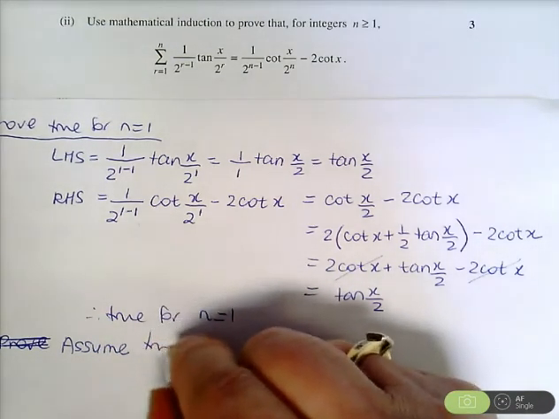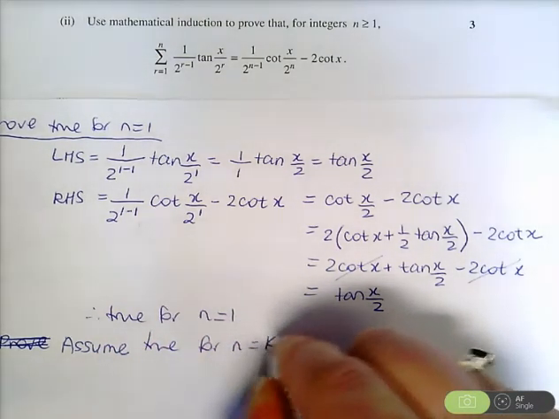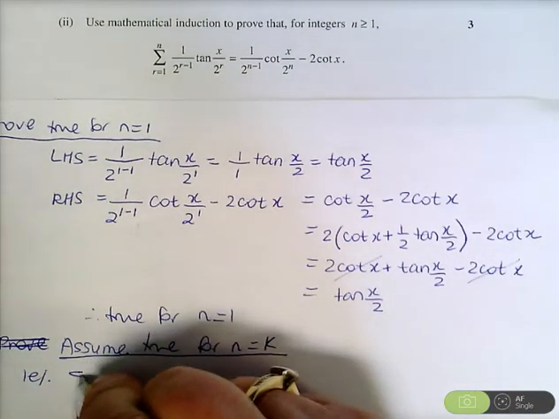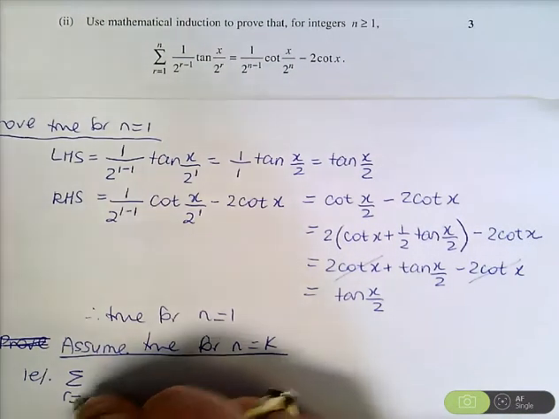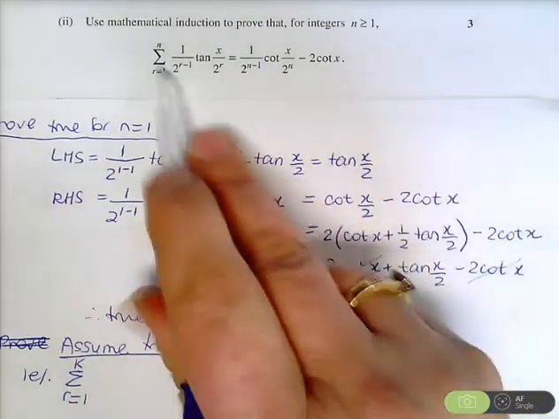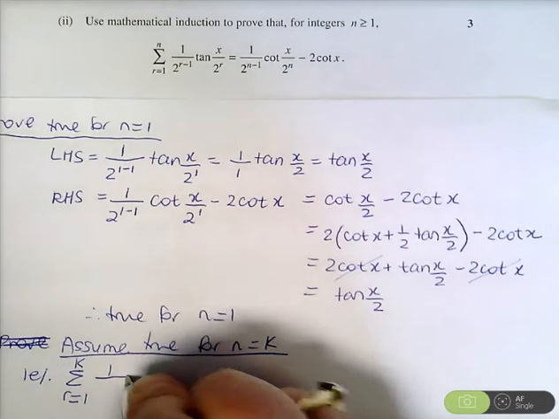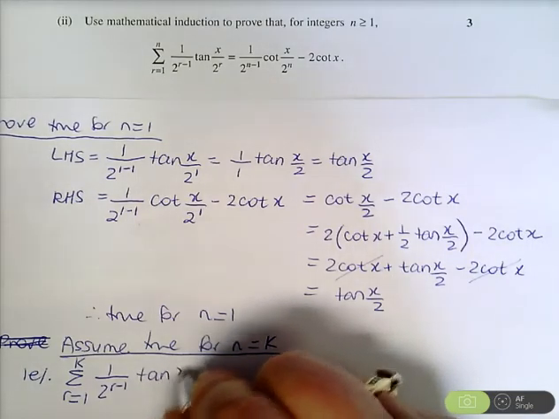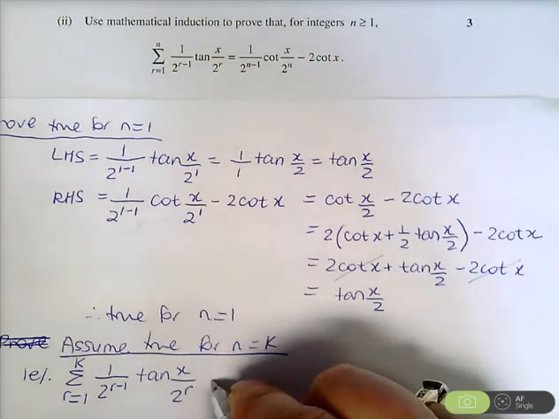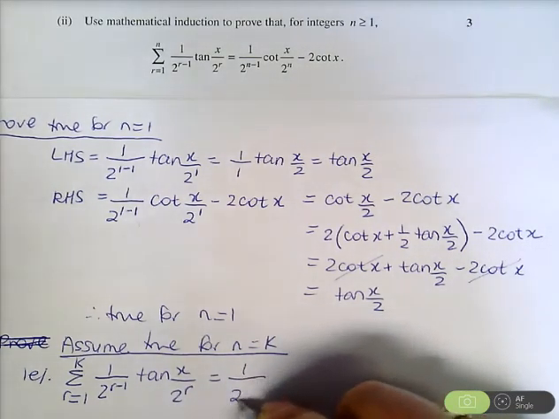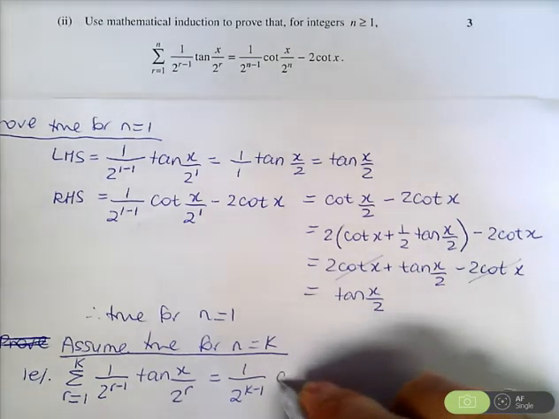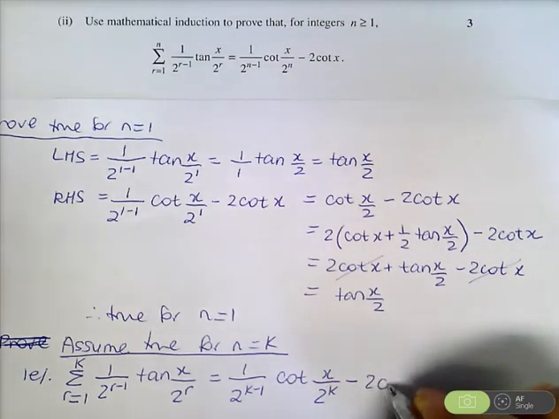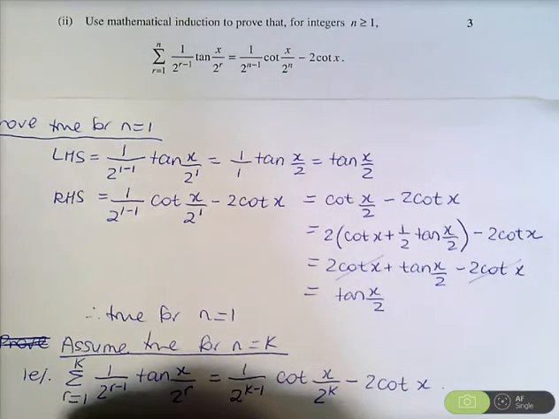Now we assume true for n equals k. That is, we are assuming that the sum from r is 1 to k of 1 over 2 to the r minus 1 times tan of x over 2 to the power of r equals 1 over 2 to the power of k minus 1 cot of x over 2 to the power of k minus 2 cot x. So that's our assumption.